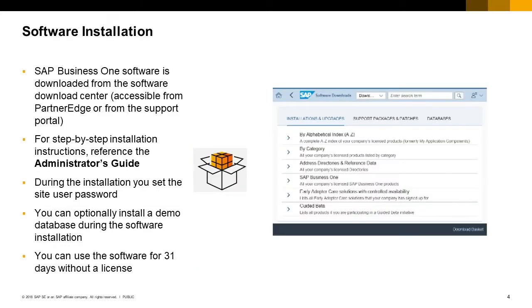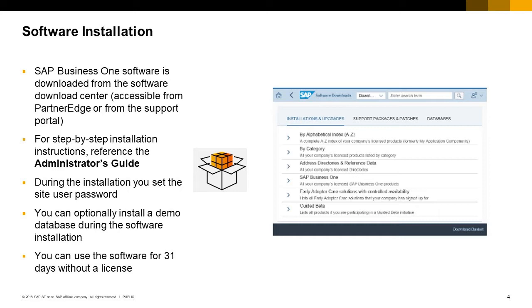Links are available on Partner Edge for authorized partners to download the SAP Business One software. For step-by-step installation instructions, reference the Administrator's Guide. During the installation, you set the site user, B1 site user, password. The site user password is required for various system-level tasks such as creating new companies, upgrading to a new release or patch level, accessing the System Landscape Directory, SLD, creating a database user with read-only privileges for reports and queries. Note: the site user password can only subsequently be changed in the System Landscape Directory, SLD.